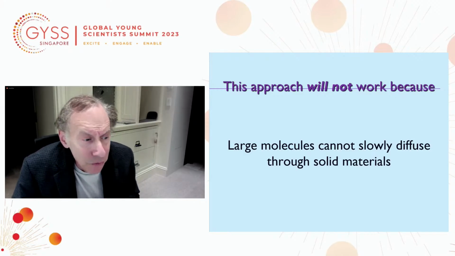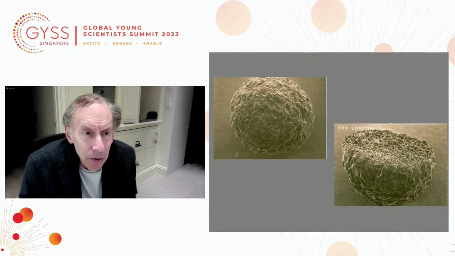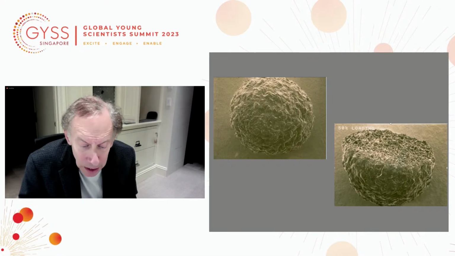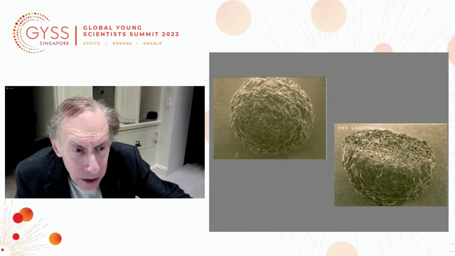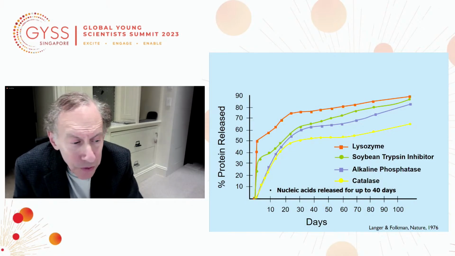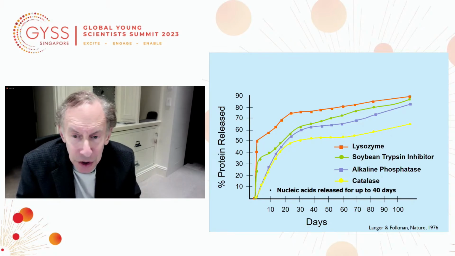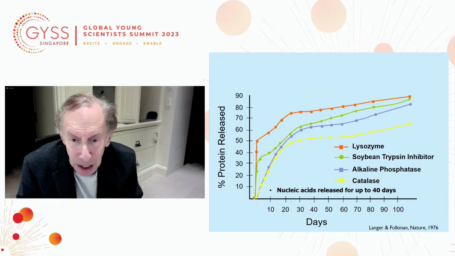But eventually, if we could go to the next slide, I was able to make tiny little micro or nanoparticles. You see a picture of one on the left, cut in half on the right. And what we showed on the next slide is that you could use this approach to deliver molecules of any size. This was a paper in Nature we wrote in 1976. So you could release molecules of any size, even nucleic acids like mRNA or DNA for the very first time.